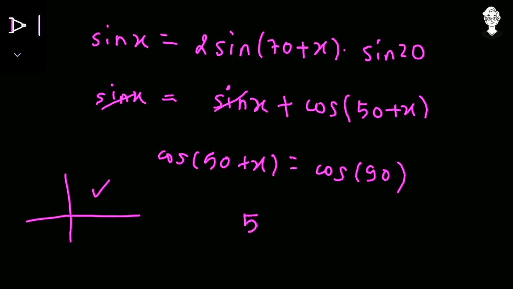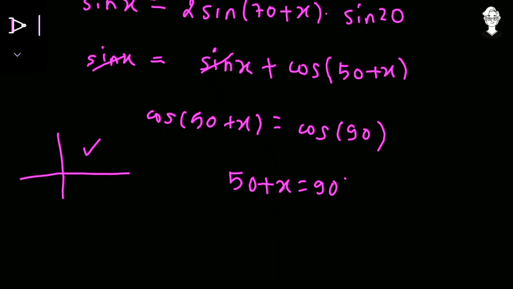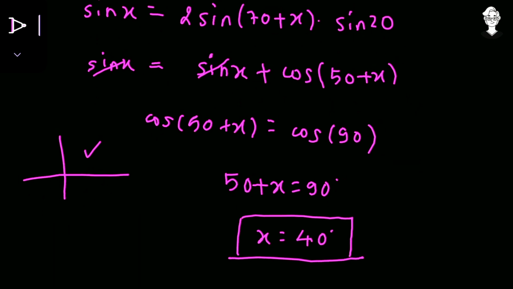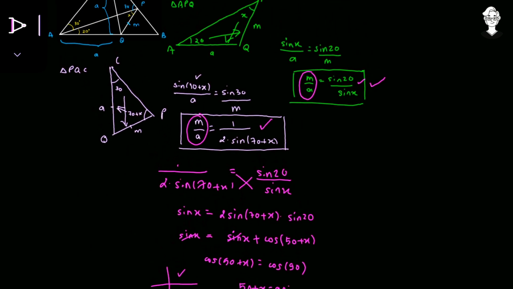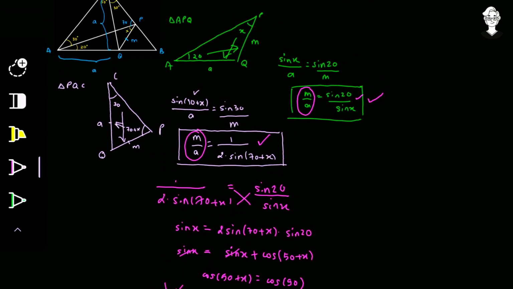So here we get that 50 plus x is equal to 90, and if 50 plus x is equal to 90, we get that x is equal to 90 minus 50, that is 40, and x equal to 40 degrees is the answer. The value of x in this particular diagram is equal to 40 degrees. You can see that the solution was very short and sweet.